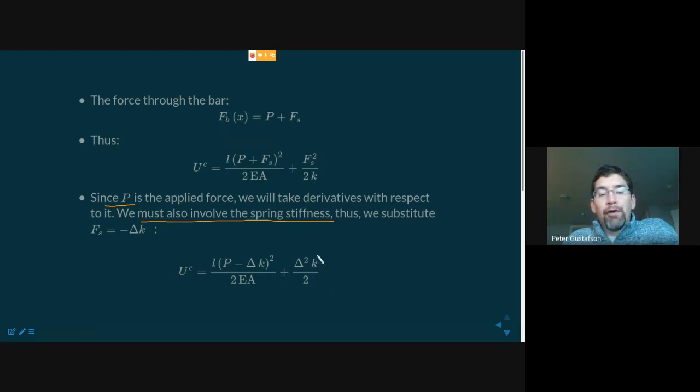So now the total complementary energy is equal to P minus delta K squared plus delta squared K over 2. This is a little bit, I don't want to say cheating. This is perfectly legal because the spring itself is linear, so for the deflection delta with whatever force, the complementary energy and the strain energy in the spring are the same for a linear spring. We'd have to be more careful if it was a nonlinear spring, but this works here.